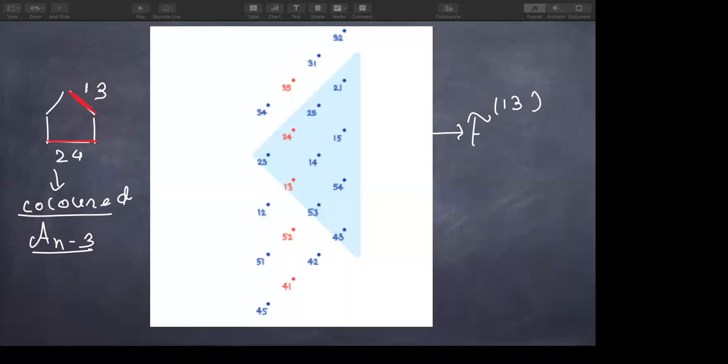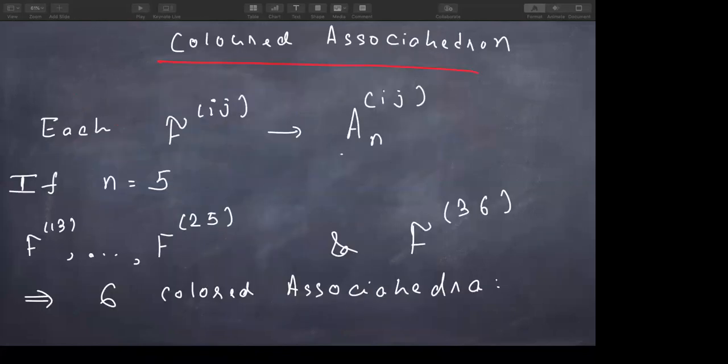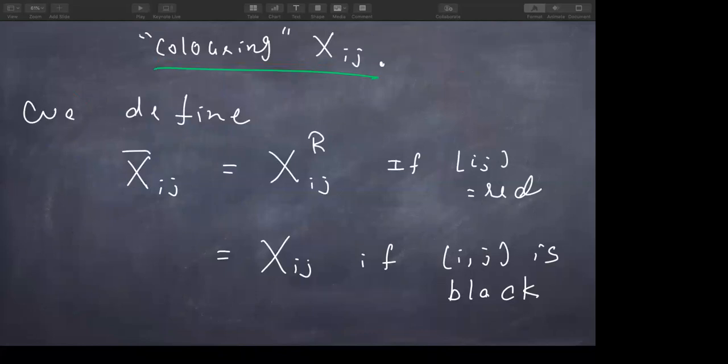But if you start with 2, 4 as red, then 2, 4, 3, 5 will be red. That way you can go 5. There are 5 of those accordiohedra. And if you start with 3, 5 red, then 3, 5, 1, 4, 2, 5 are red. But that is only one, because if you start with 1, 4 also red, then 1, 4, 2, 5 and, there's a typo, sorry, then 3, 5 will remain red. So basically there are six colored accordiohedra that you obtain this way.